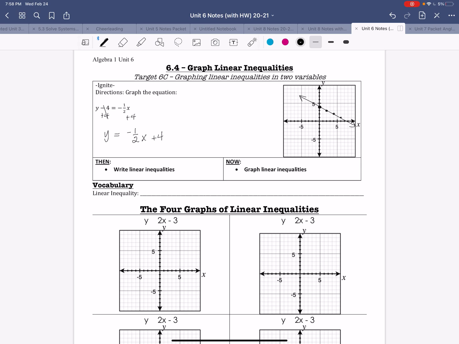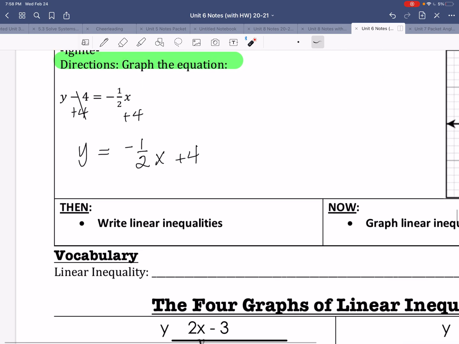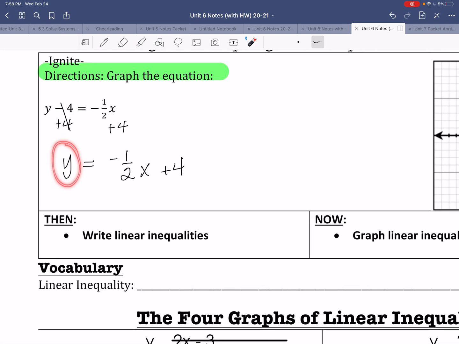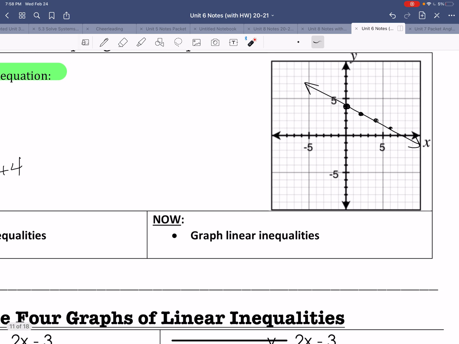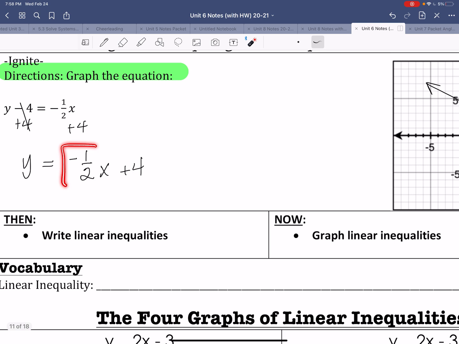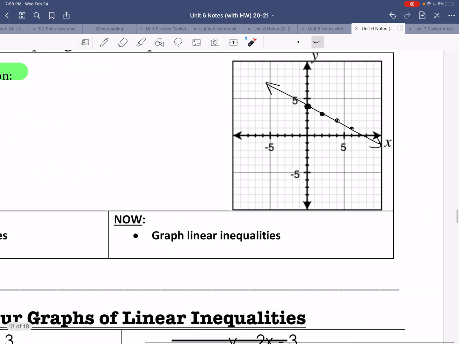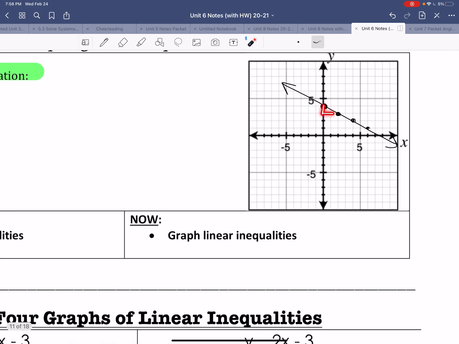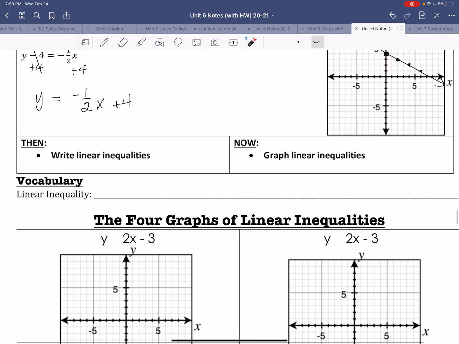Okay, today we're going to talk about graphing linear inequalities. So previously we've talked about graphing equations. So a quick little review here. We need to solve for y first. Then we start with our y-intercept. So I would put a point at 4 on the y-axis. Then my slope is a negative 1/2. So I'm moving down 1 over 2 from that initial starting point and using those points to make my line.